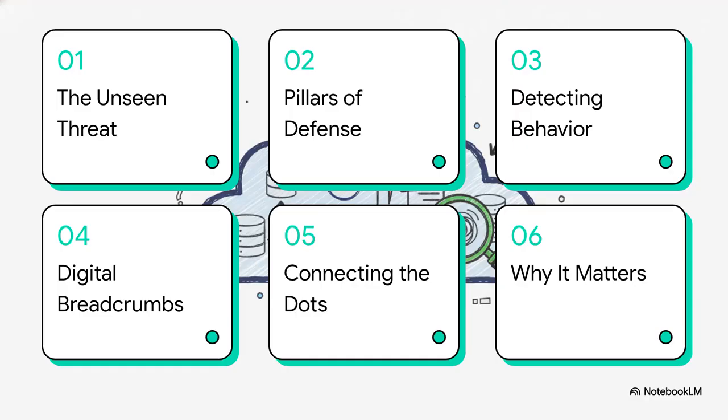So, here's our game plan for today. We're going to start by really understanding this unseen threat. Then, we'll build our defense using three key pillars. We'll look at how to spot weird behavior, how to follow the digital breadcrumbs attackers leave behind, and then how to connect all those dots to see the full story. And finally, we'll talk about why this whole approach is such a game changer.